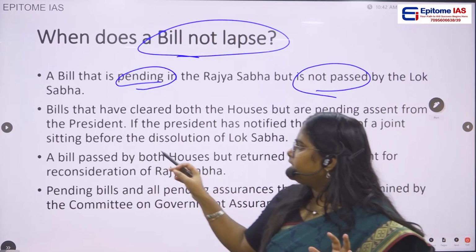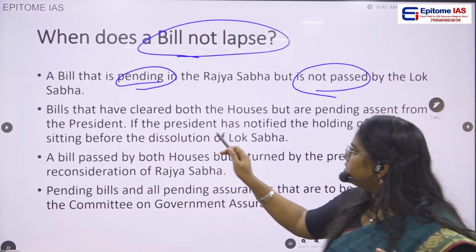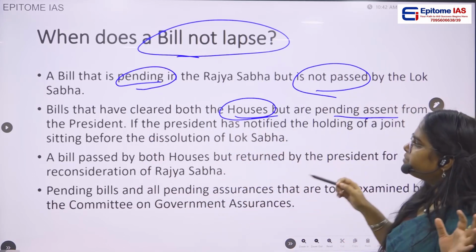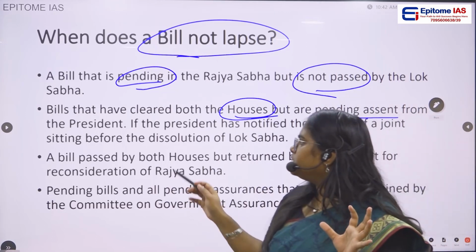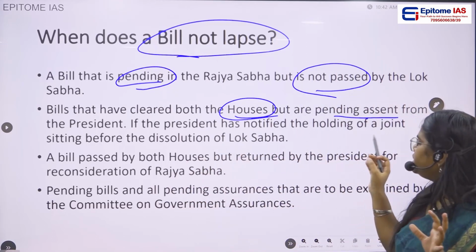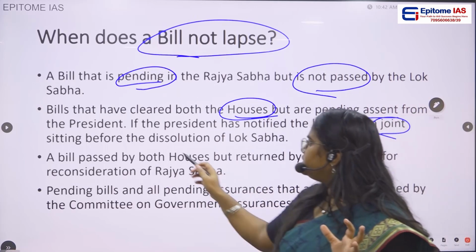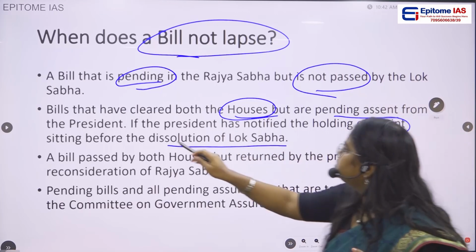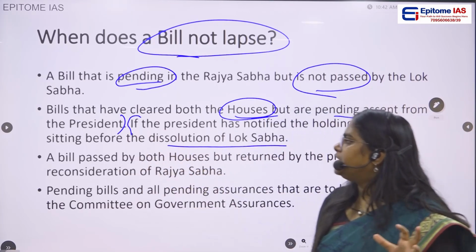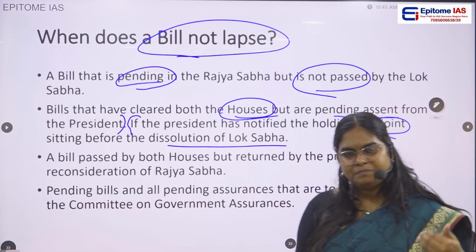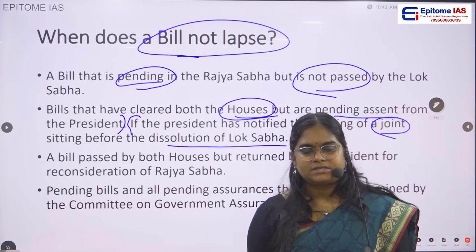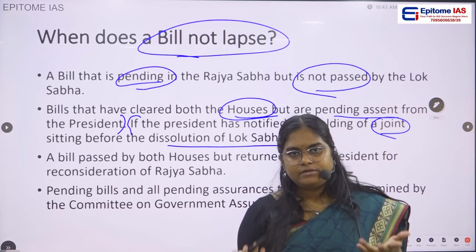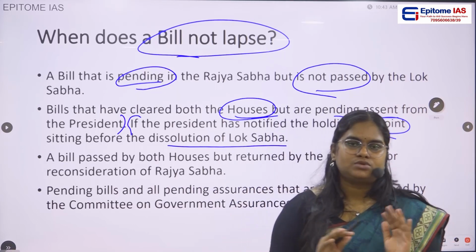Okay, then the next case is bills that have cleared both the houses but are pending assent from the President. Also, if the President has notified the holding of a joint sitting before the dissolution of Lok Sabha. So these are two points actually. This is a different point and this is a different point. Let's say the bills have been passed in both Lok Sabha and Rajya Sabha and the bill is waiting for the assent of the President. Then also it is considered that the bill has not lapsed.